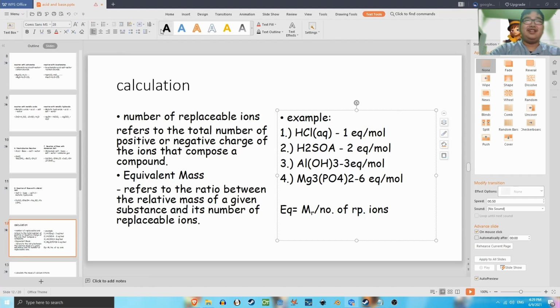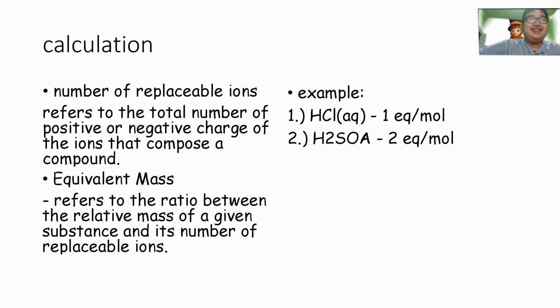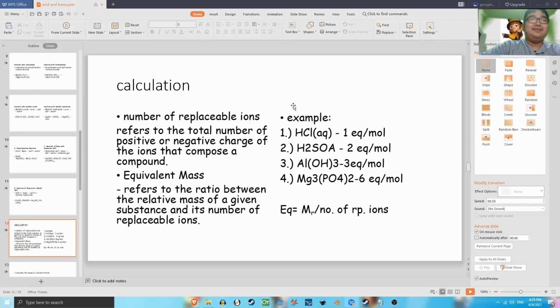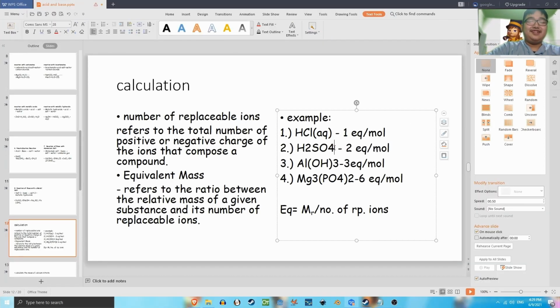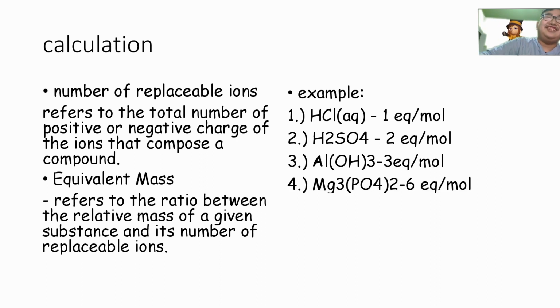I think it's supposed to be HCl or something. I don't know. Okay. HCl has one replaceable ion, I guess. H2SO4 has two replaceable ions. Al(OH)3 has 3.